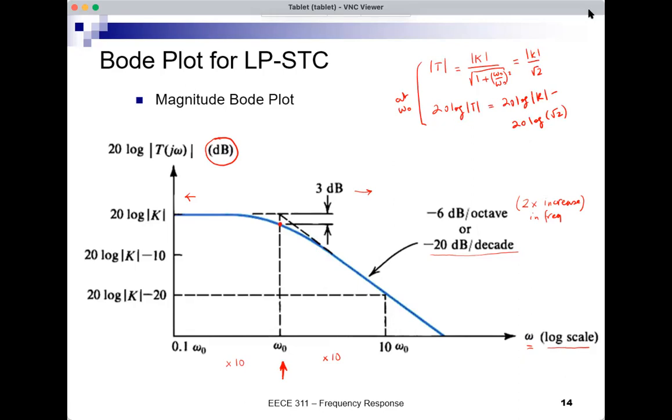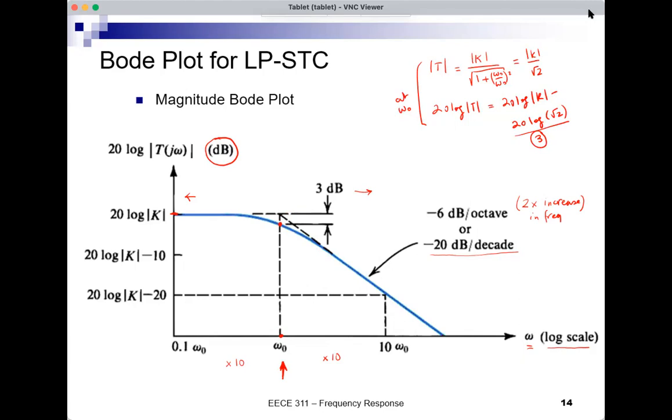And in dB, it's 20 log K, this horizontal level, minus 20 log square root of 2. Now, 20 log square root of 2 is 3. So at omega 0, 20 log T is 20 log K minus 3. And this is where the 3 dB comes from. So at omega 0, the gain drops by 3 dB, and we call the frequency the 3 dB frequency. And then it continues and becomes a straight line with a negative slope.